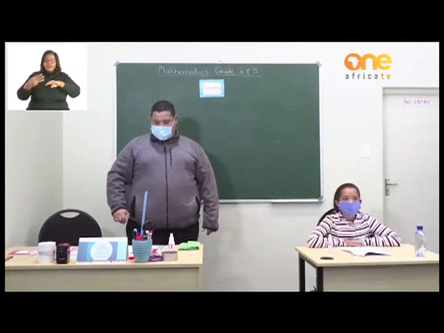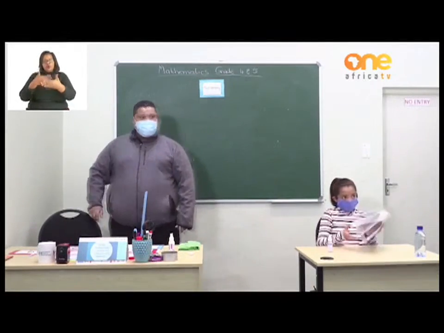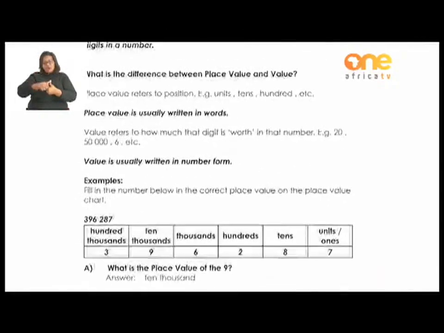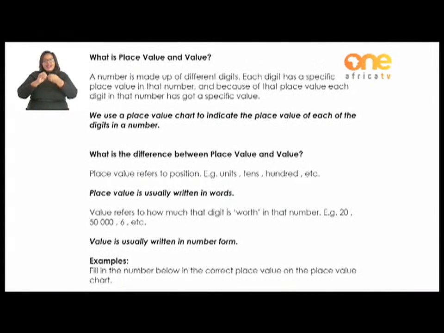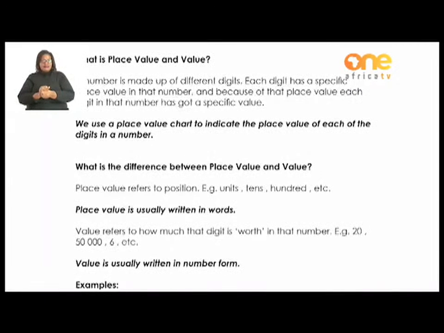Now we continue. We go over to page 9 and we start with place value. Now, what is place value? Place value, remember, also deals with numbers. Now, a number is made out of different digits. And in that number, each of those digits has a specific place and a specific value.